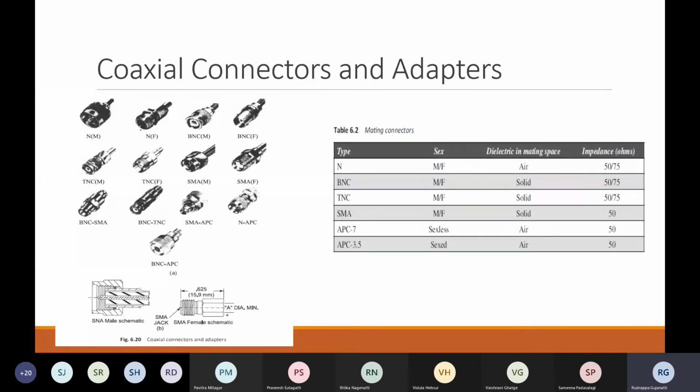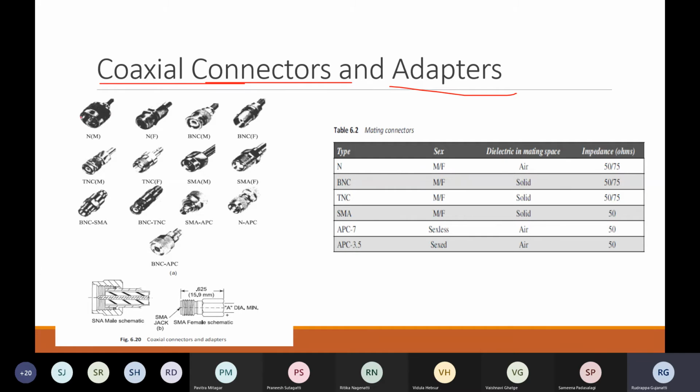So the next point we will be discussing is regarding coaxial connectors and adapters. Here you can see that the name itself tells that these are connectors, or they are used for the adaptation purpose. So these connectors are used for connecting coaxial cables, or they are used to connect different cables together. That is, coaxial connectors are used for connection of coaxial cables.